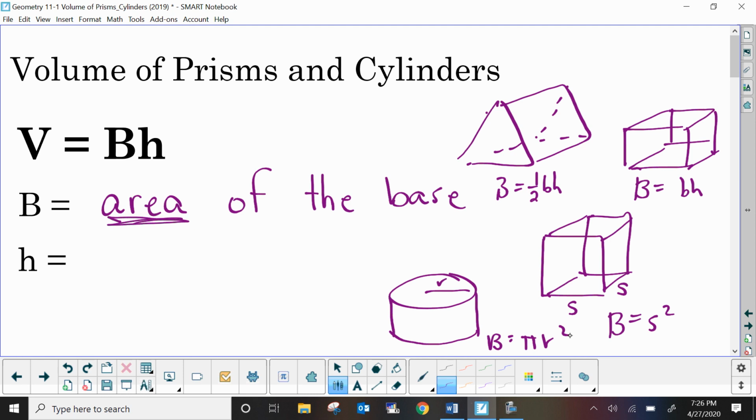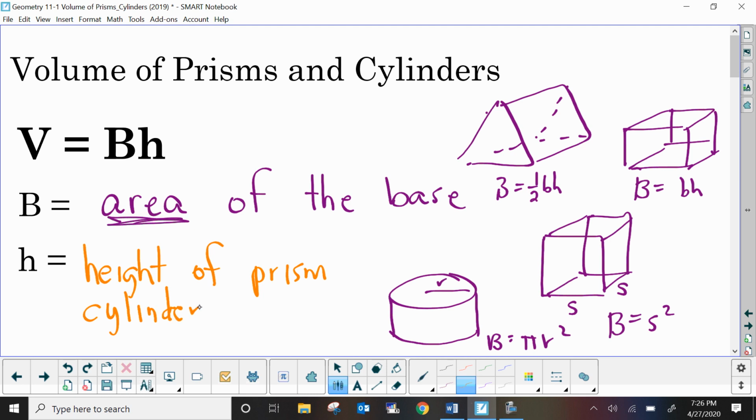All right. Now the H stands for height of the prism or cylinder. Okay, that's the height of the prism or the cylinder. In other words, it is the distance between the bases. Okay, so the bases are parallel and congruent.